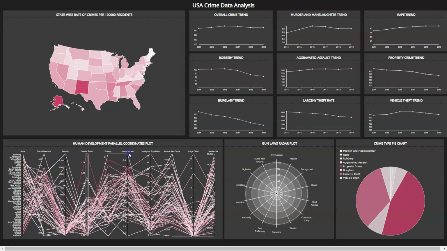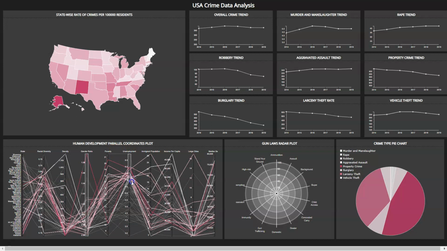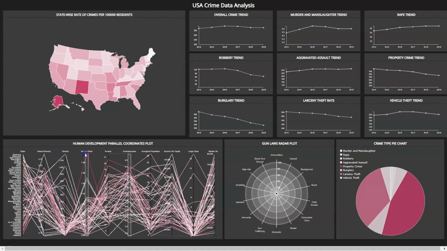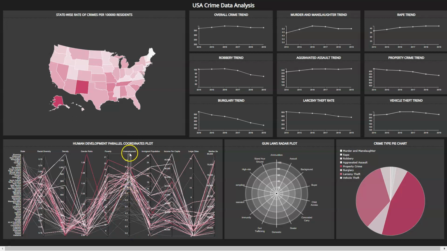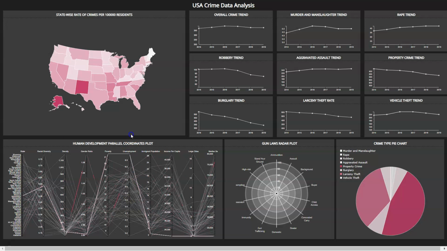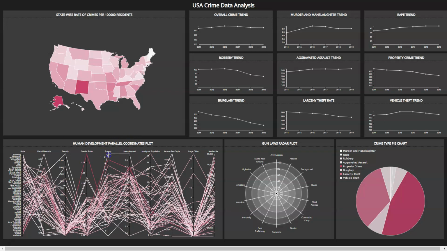Next, two factors I found out are very important, which are poverty and unemployment. For both of them, the states with the highest crime rates are pretty much also the states which have the most unemployment and the most poverty. I'll just show you over here. As you can see, the states with the highest unemployment are the darkest lines, and we can see almost the same trend with poverty.